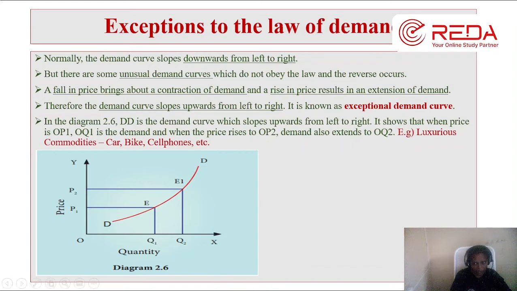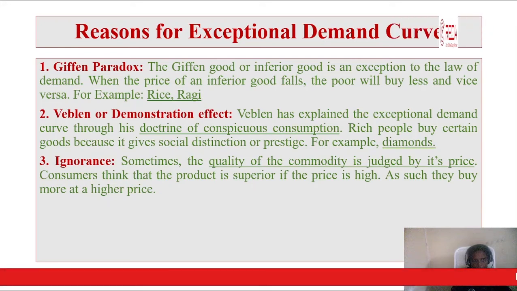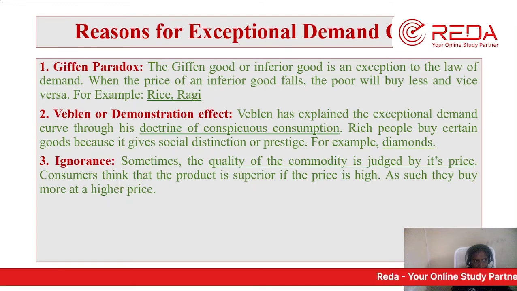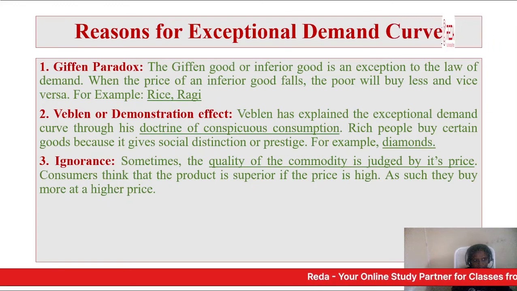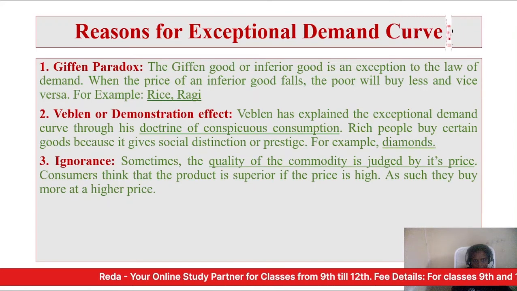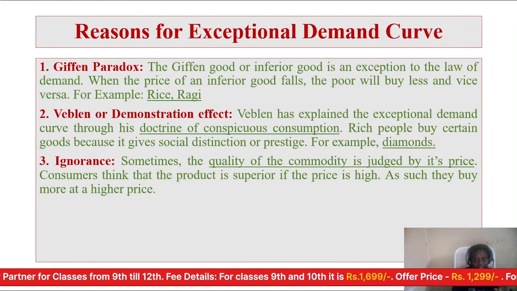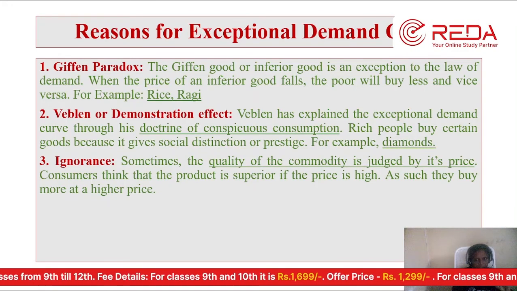Now we are going to see some of the reasons why this exceptional demand curve happens. There are three points we need to know to analyze the exceptional demand curve. One is Giffen paradox, then Veblen or demonstration effect, and ignorance. The first one is Giffen paradox. Giffen goods we also call inferior goods. It's a very important common fact and assumption to the law of demand.